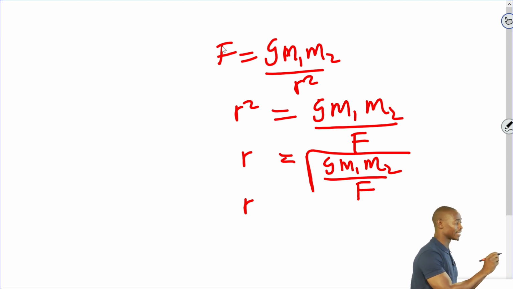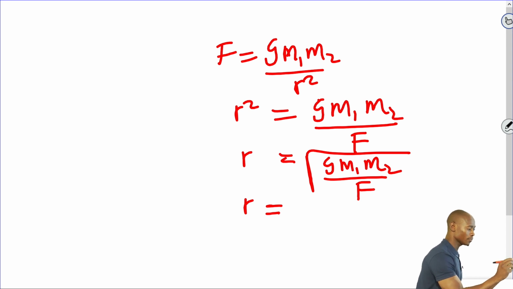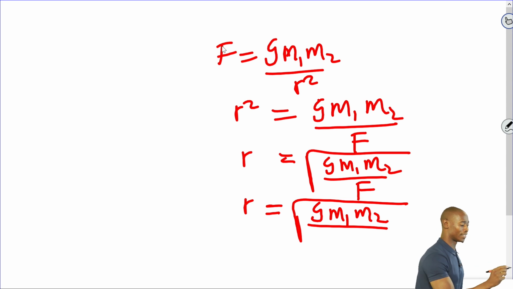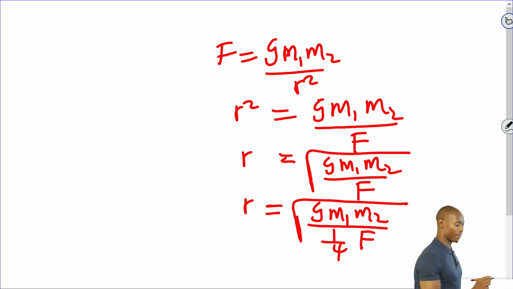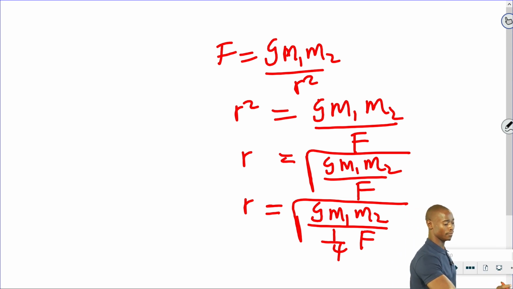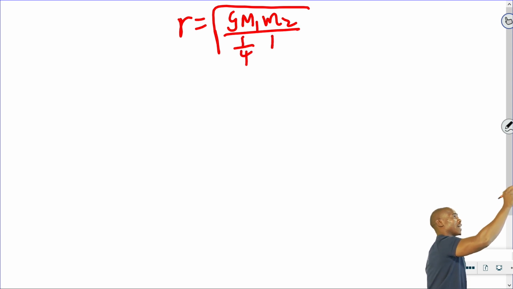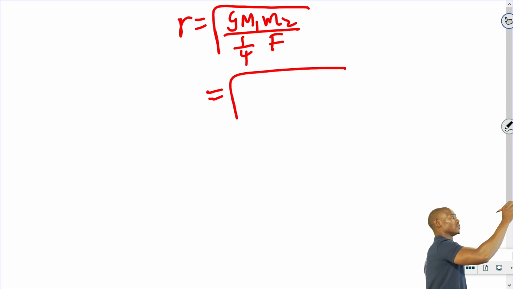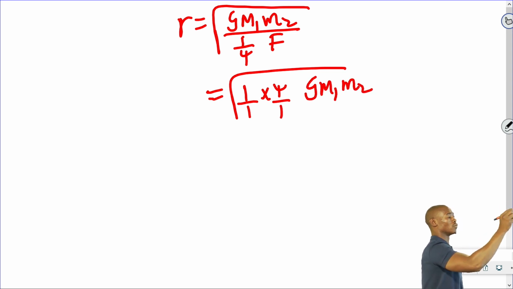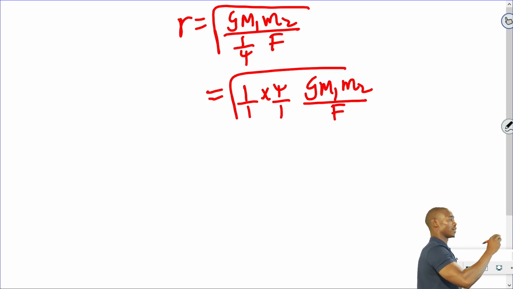So your new r, which is the height of the satellite above the surface of the Earth, will be r equals the square root of Gm1m2 over 1/4 F. Okay, which is going to be the square root of, this is the same as 4/1 times Gm1m2 over F.